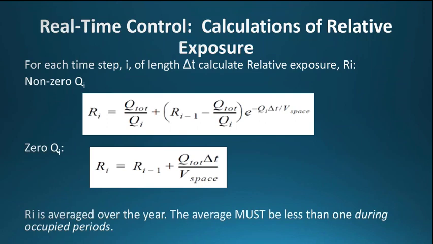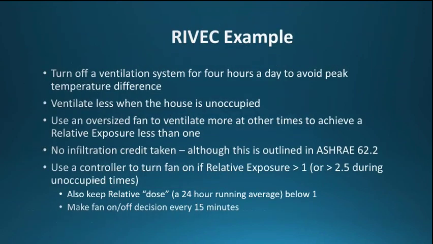I'm not going to go into the equations anymore, but I do want to give you an example of what we're doing, so that you can get a sense of how this all works. So I'm going to give you 2 examples in what we call RIVEC, which is Residential Integrated Ventilation Controller. This is a specific controller that we invented to do several of the things in smart ventilation. So the examples I'm going to show you assume that you wish to turn off the ventilation system for 4 hours a day, in this case, to avoid peak temperature differences, and I'm going to show you a heating season example.